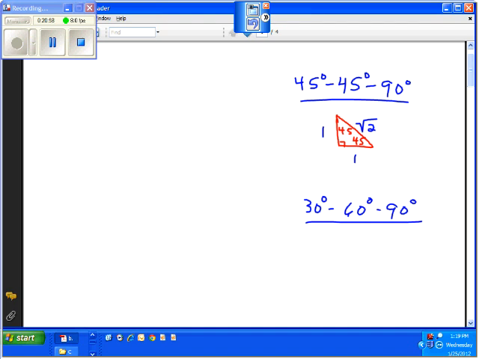If we look at a 30-60-90 triangle, the side across from the smaller angle is the smaller side. Let me put those back in there. Try again.